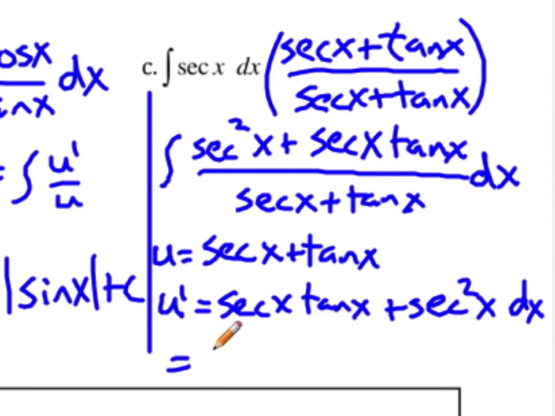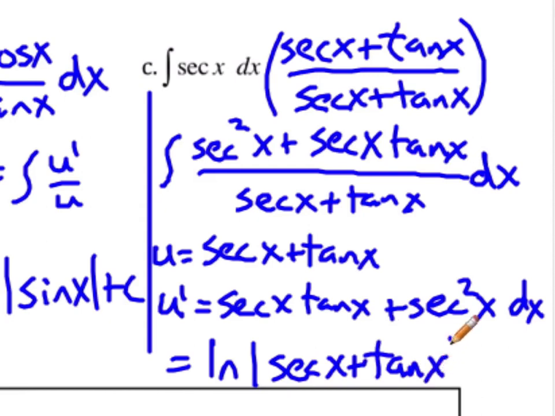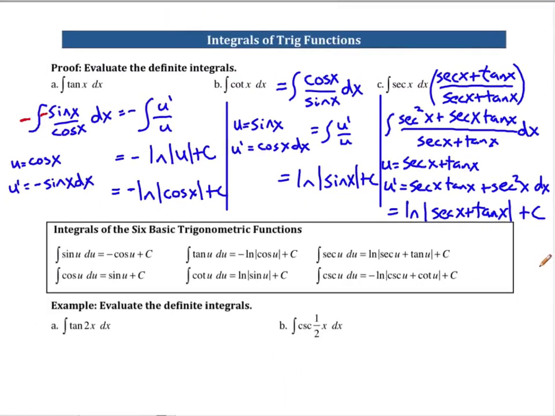So our final answer is going to be the natural log of the absolute value of secant x plus tangent x plus c. So it would have been a little bit hard to figure out that this is what you needed to multiply by, but hopefully you can see that it does work out and that the integral of secant x is the natural log of secant x plus tangent x right there. So this rounds out our integrals of the 6 basic trig functions.